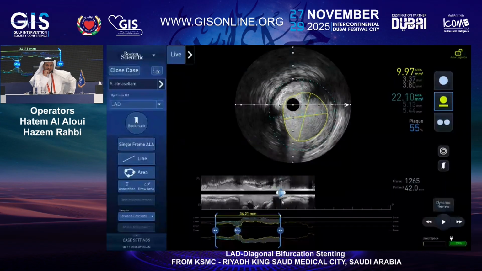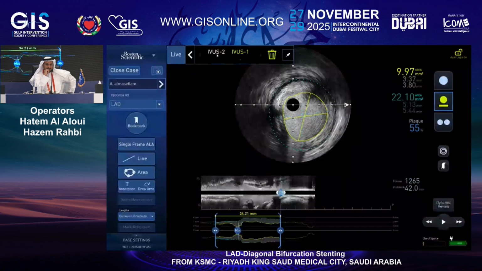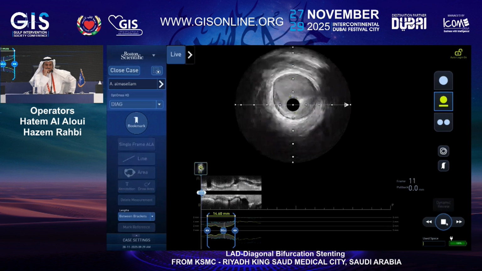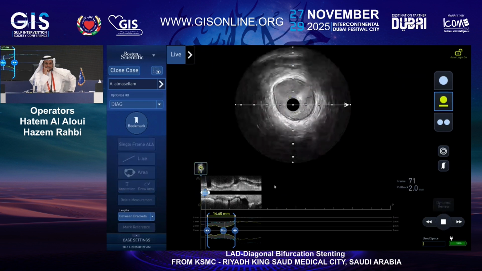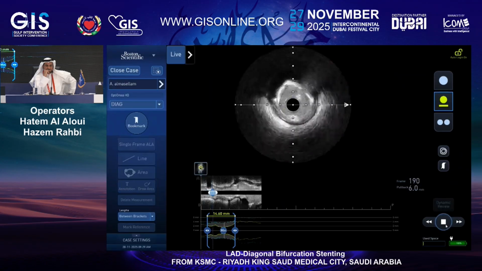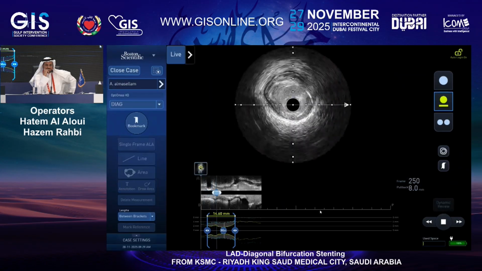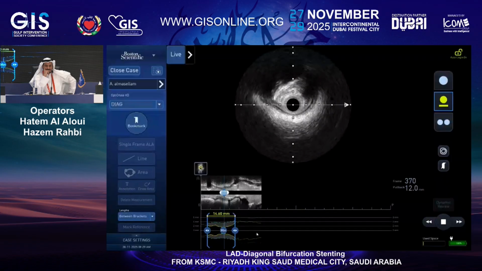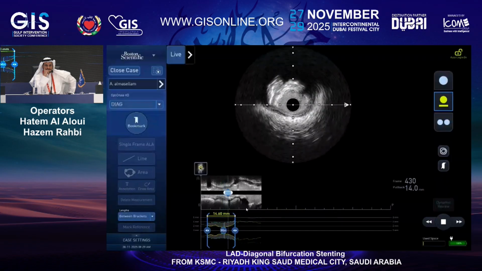So this is the LAD run. But as Dr. Hatem discussed, our plan is really to start with the diagonal. So I thought I'll show you the diagonal run as well. So this is a run in the diagonal. And you can see distally the vessel is healthy. It's good size. There is some calcification. And interestingly, the ostium is relatively spared.